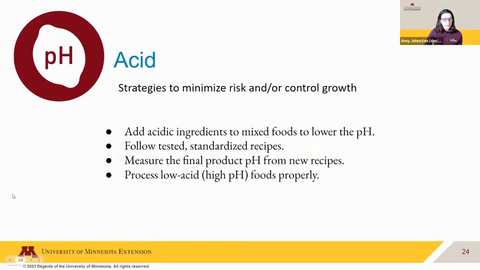So you can add acidic ingredients to low acid foods to change the pH. Use tested standardized recipes for food preservation. Measure the final equilibrium pH of new recipes where you don't have that verification, and process low acid foods properly.